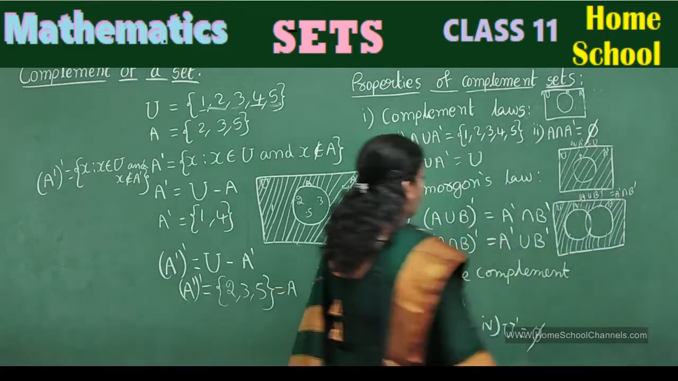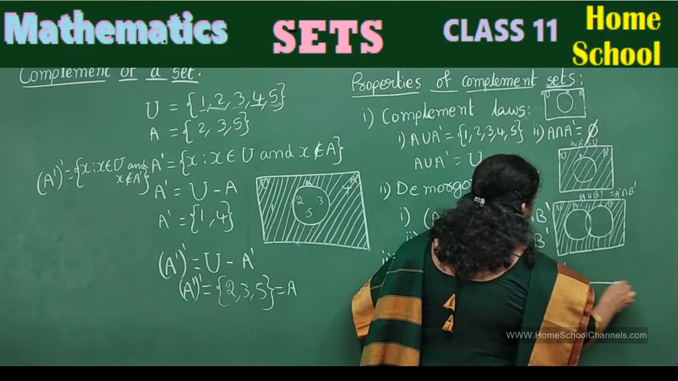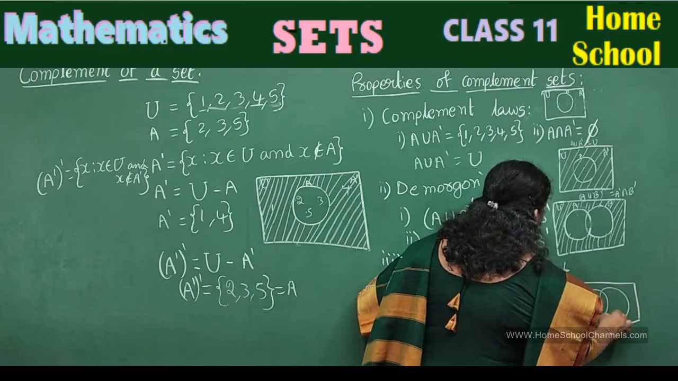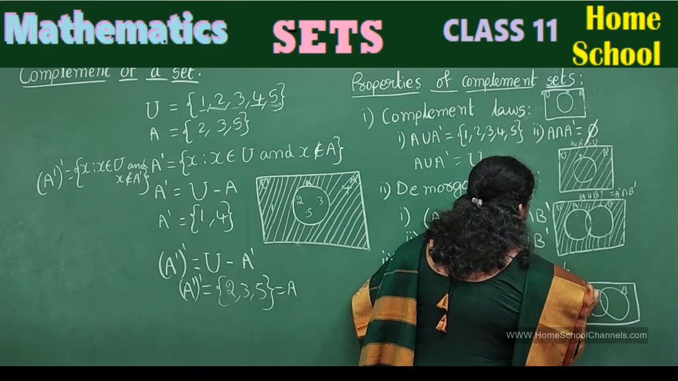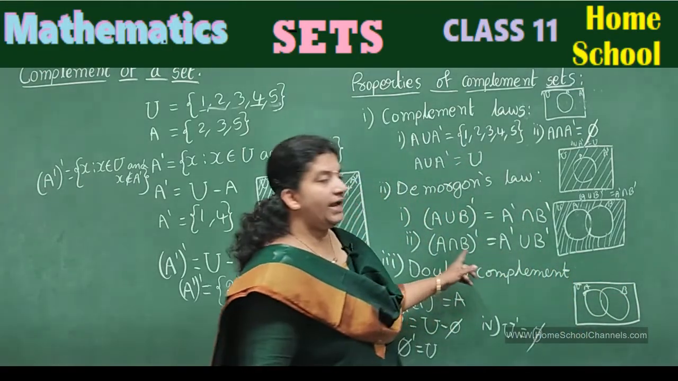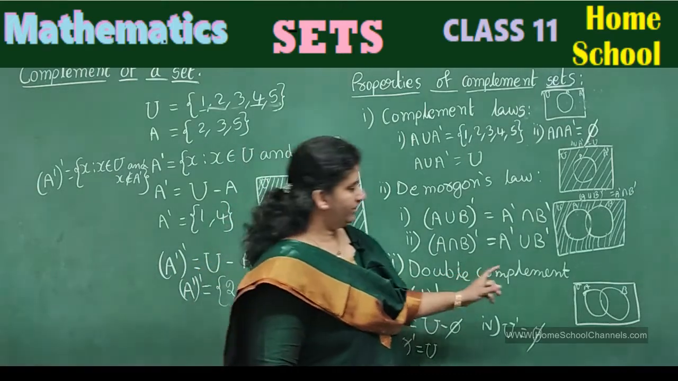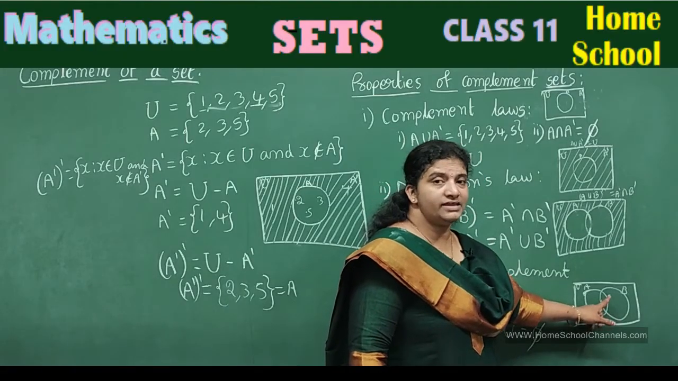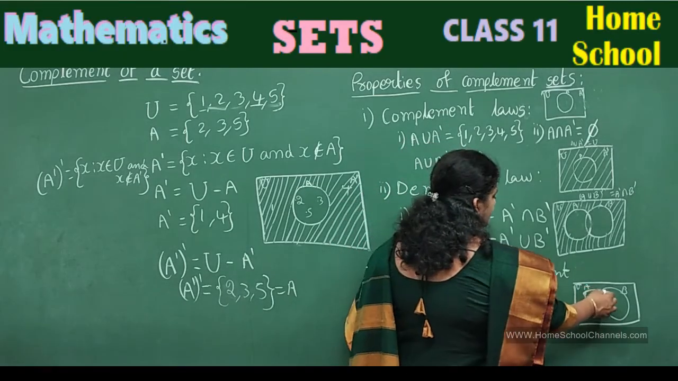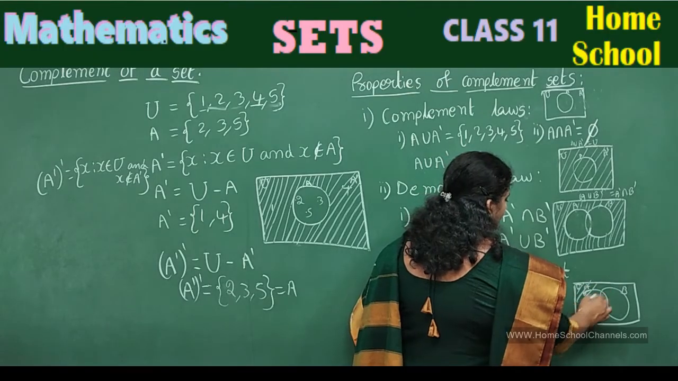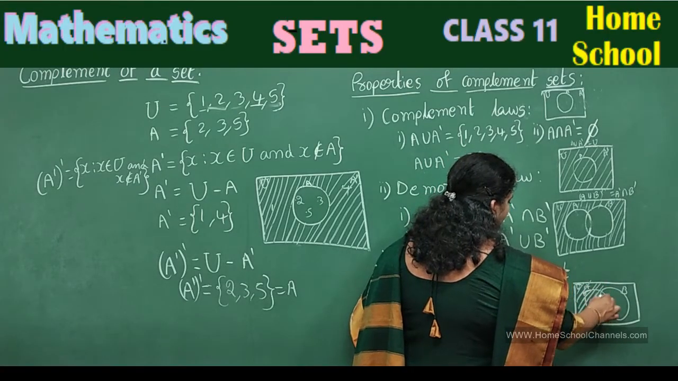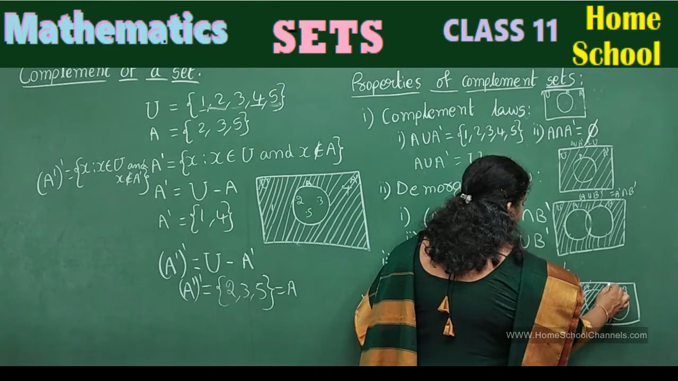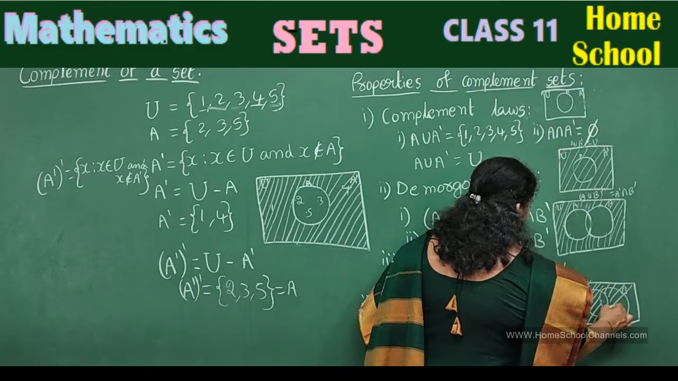A intersection B whole complement. Again, take the universal set and two subsets here: A, B, universal set. A intersection B complement. A intersection B means this region, and the complement of this means, see, leave the intersecting part and shade the remaining region.